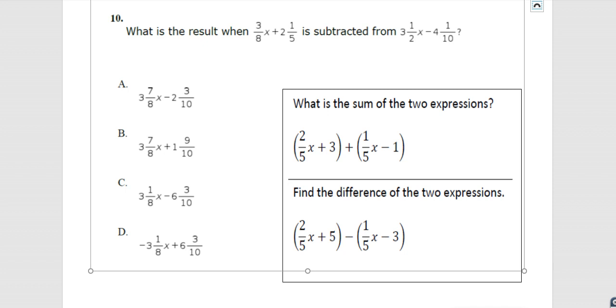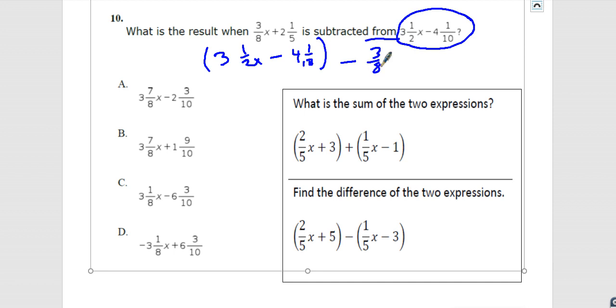So I'm just going to rewrite. If we're subtracting from, that means I'm starting with this expression: 3.5 x minus 4 1/10, sorry. And you're subtracting 3/8 x in parentheses plus 2 1/5.